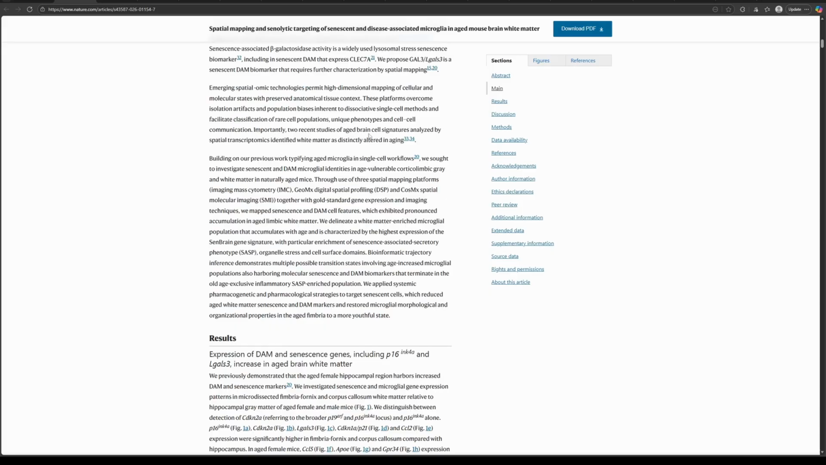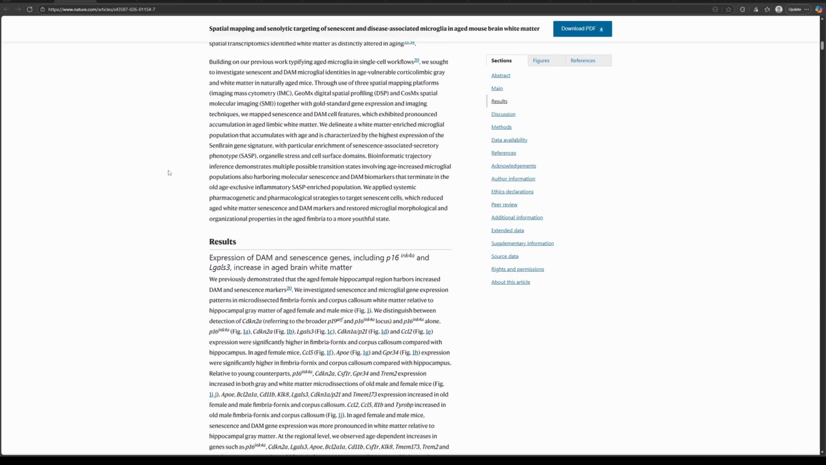Importantly, two recent studies of aged brain cell signatures analyzed by spatial transcriptomics identified white matter as distinctly altered in aging. Okay, white matter undergoes a big change during the aging process from previous studies. Building on our previous work typifying aged microglia in single-cell workflows, we sought to investigate senescent and DAM microglial identities in age-vulnerable corticolimbic gray and white matter of naturally aged mice. Okay, purpose of the study. Through use of three spatial mapping platforms, they're telling you how they're doing the spatial mapping. You can look that up if you want. I'm not going to because I don't care.